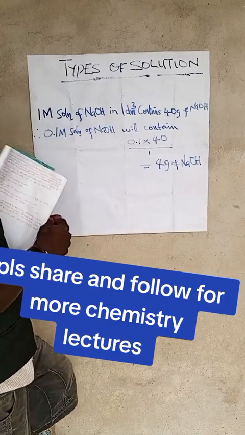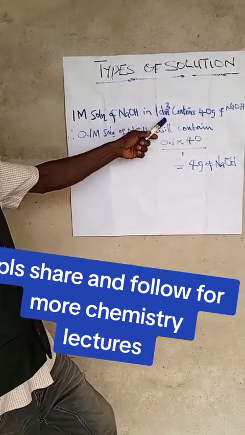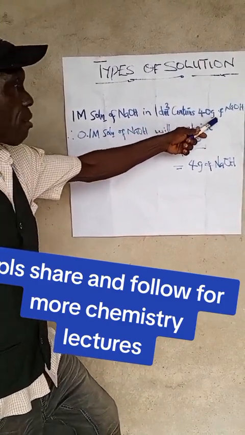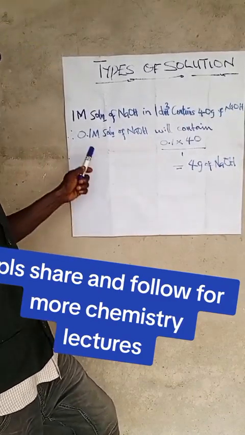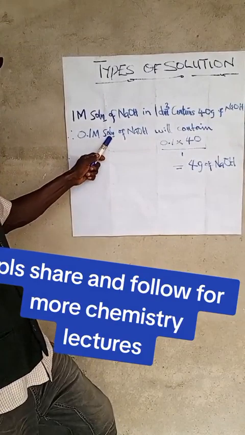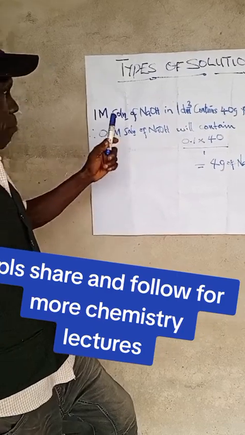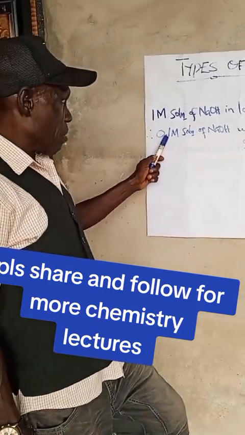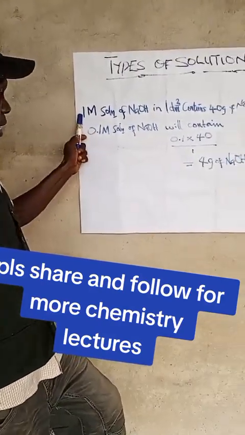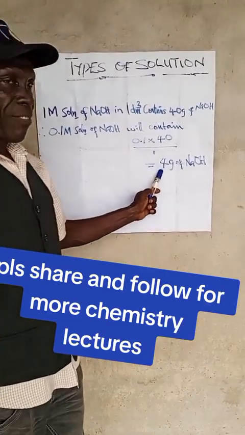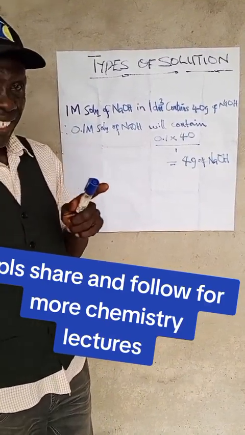1 molar solution of sodium hydroxide in 1 dm cube contains 40 grams of sodium hydroxide. Now, therefore, 0.1 molar solution of sodium hydroxide will contain what? So the mathematics is that 0.1 multiplied by 40 grams, all over 1 liter. You work it out, you have 4 grams, because 0.1 is 1/10.